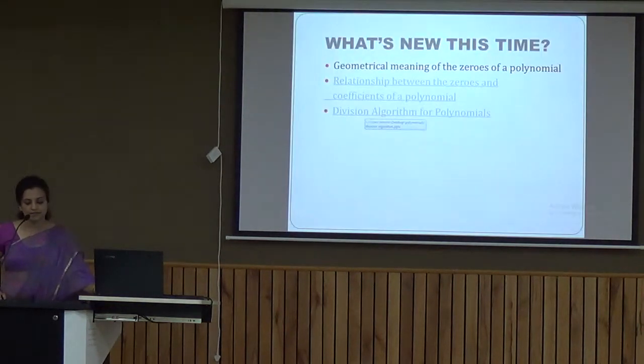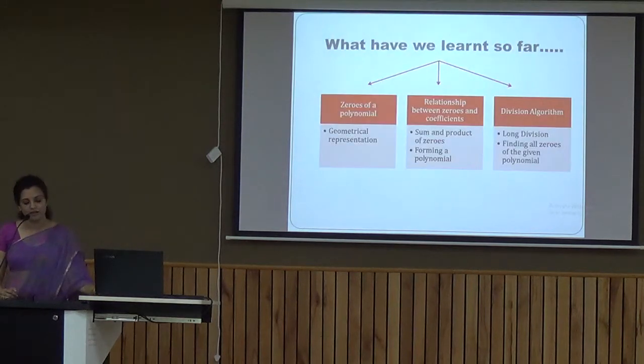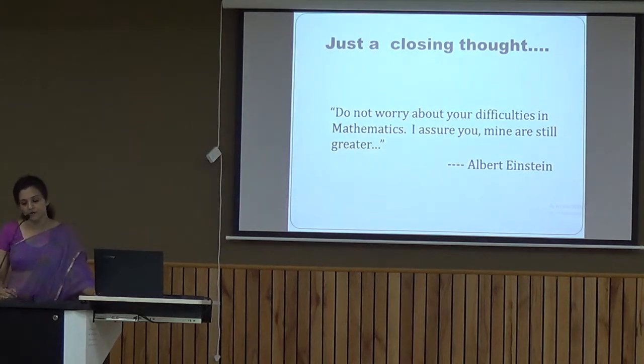Right? Now this gives us three things that we have learnt this time. Geometrical meaning of the zeros of a polynomial, relationship between the zeros and coefficients of a polynomial. What was that? Yes, sum of zeros is minus b by a, product of zeros is c by a, and division algorithm for polynomials. Right, zeros of a polynomial, we did geometrical representation, then relationship between the zeros and coefficients, and the division algorithm. So children, I hope you studied this chapter and you enjoyed the video.